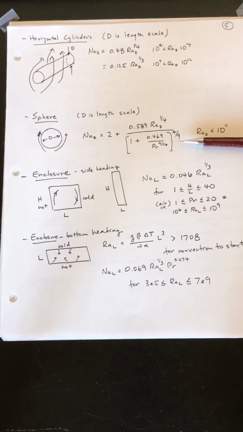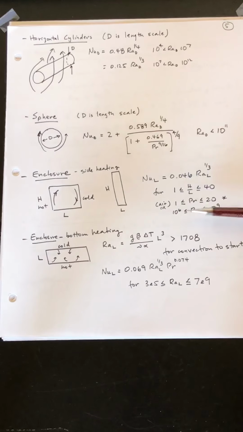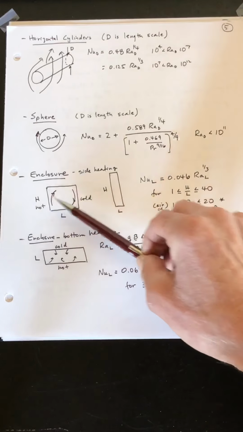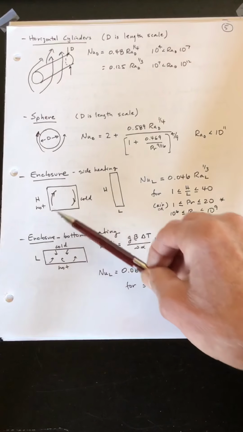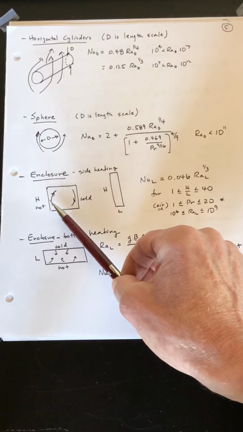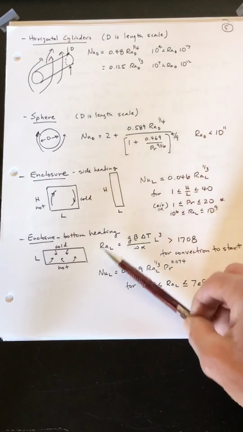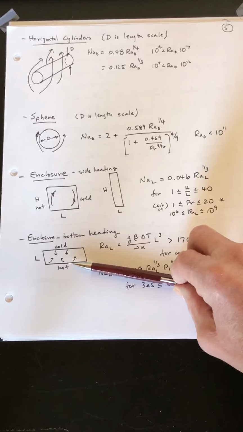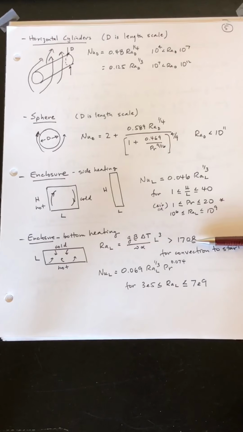One single correlation for a sphere, and the last homework problem is an enclosure, and there are two equations which I use, depending on whether we're heated from the side, like in the last homework problem, which will be the double pane window, or whether you're heated from the bottom, and that's a different physical situation. And it turns out there's a critical Rayleigh number for the onset of convection. It has to be greater than 1708. And if that's the case, then here's the correlation.